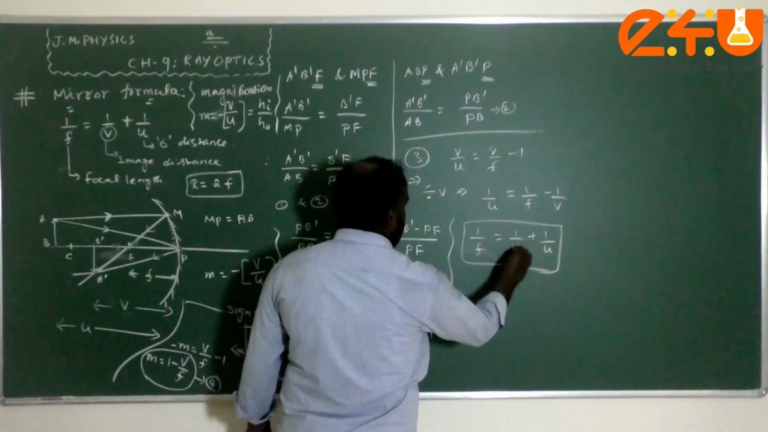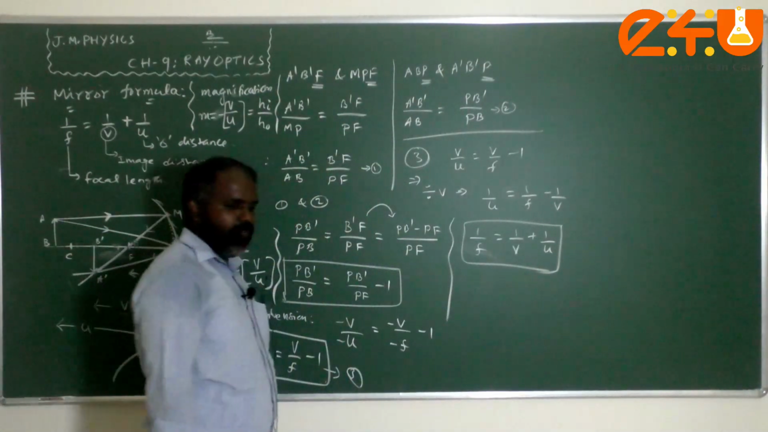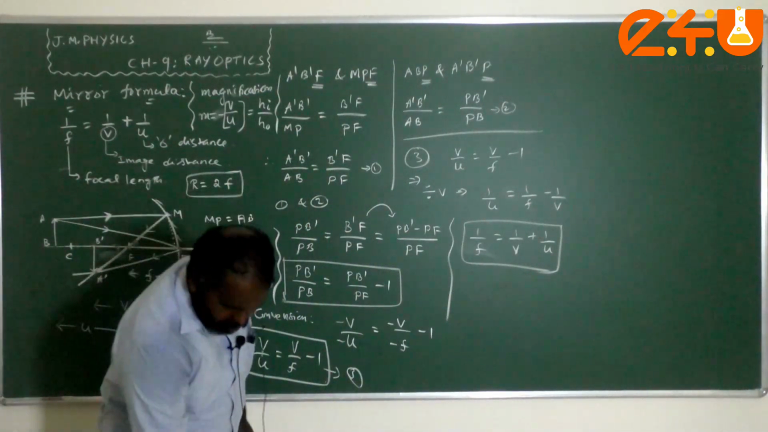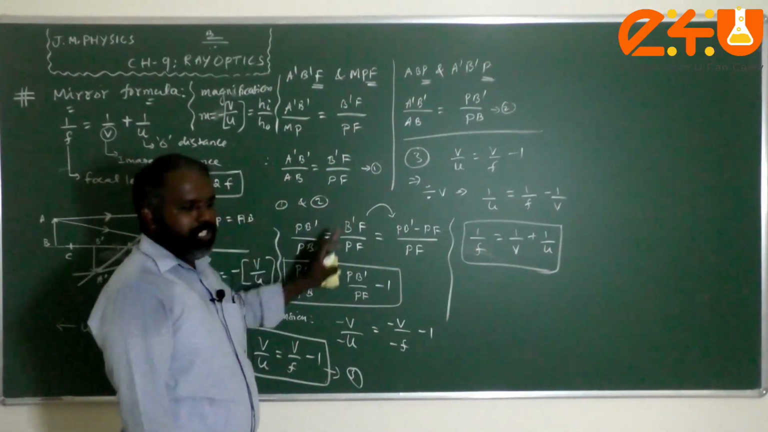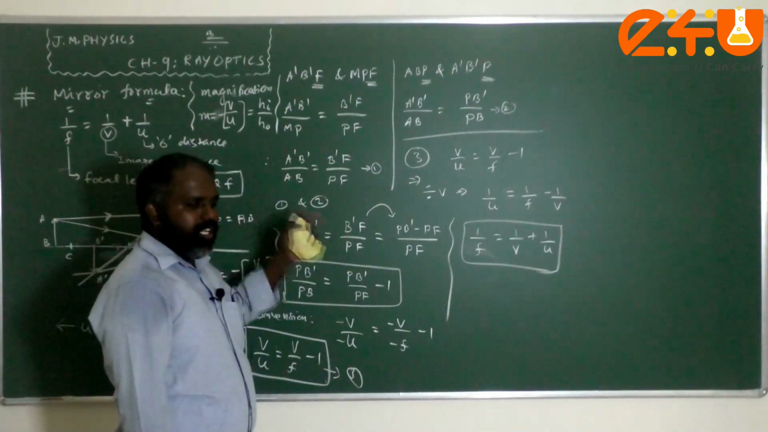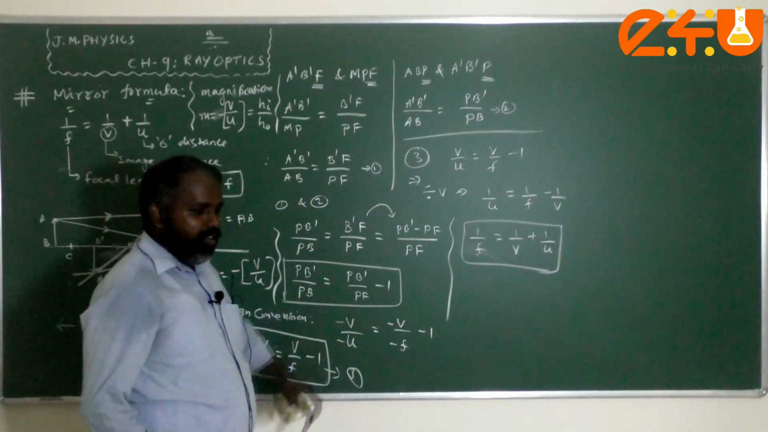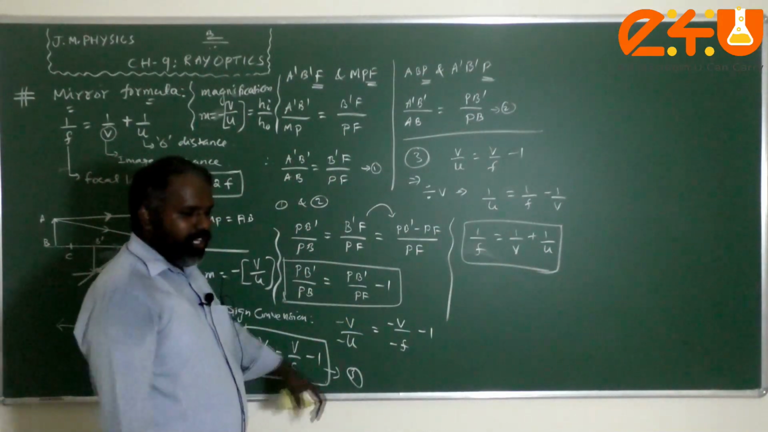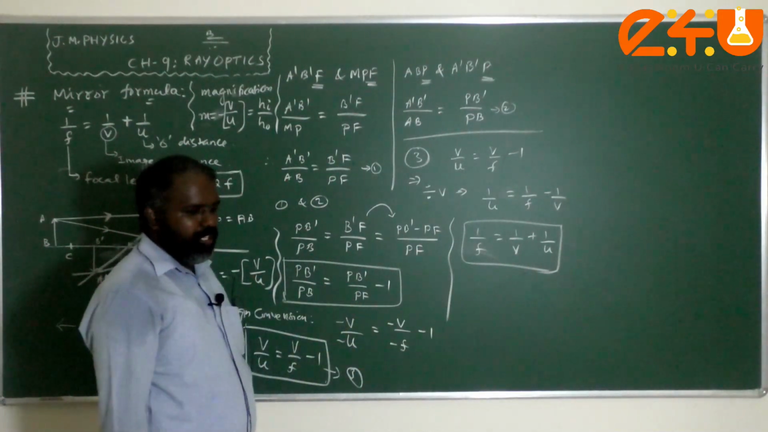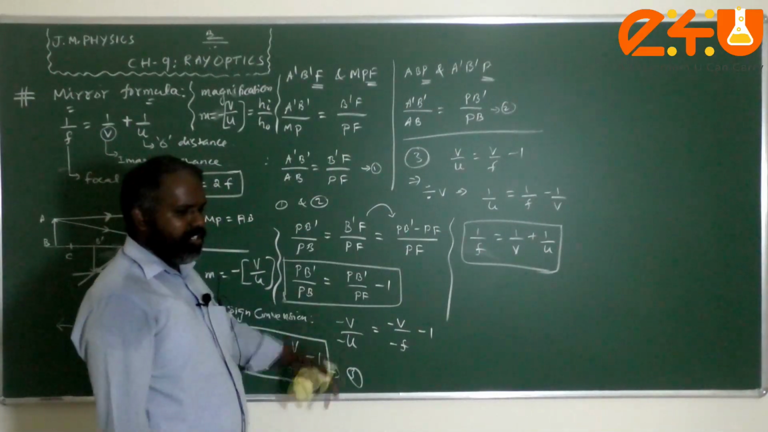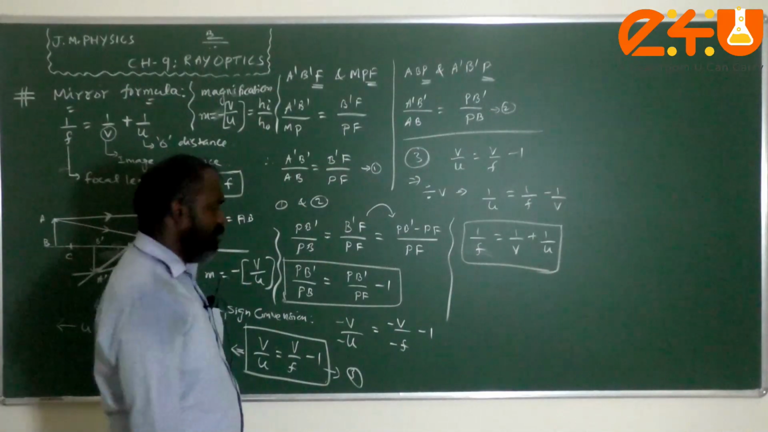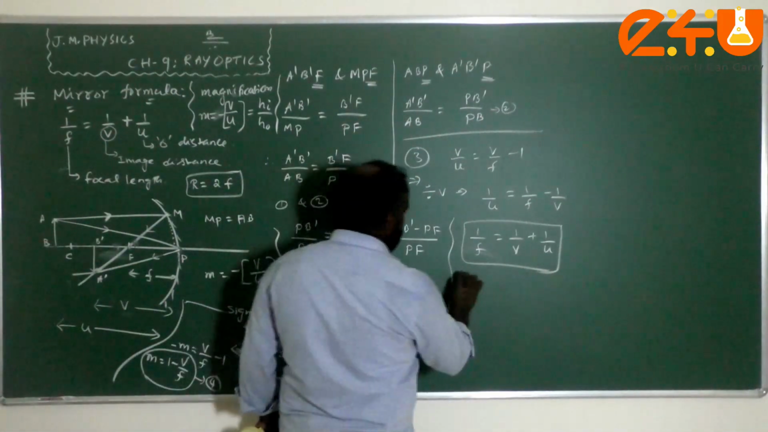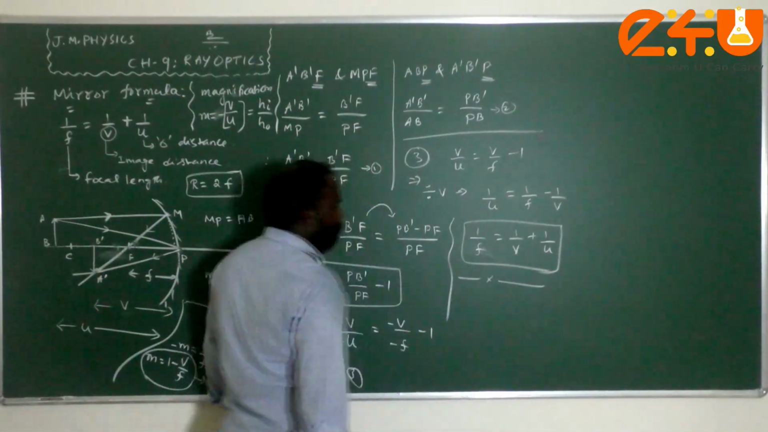This is the formula for the mirror, or simply we can say the mirror formula: 1 by F is equal to 1 by V plus 1 by U. This is true for any position of the object and any kind of mirror. Wherever reflection takes place, we can apply this formula, especially since here we will mostly discuss spherical mirrors. Okay children, so this is the derivation of the mirror formula.